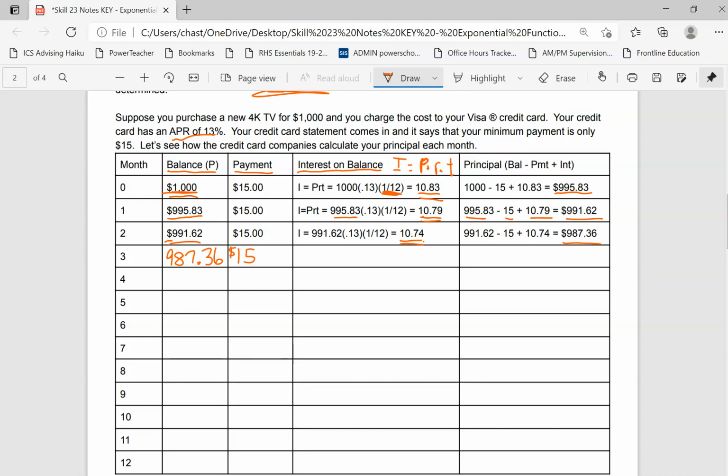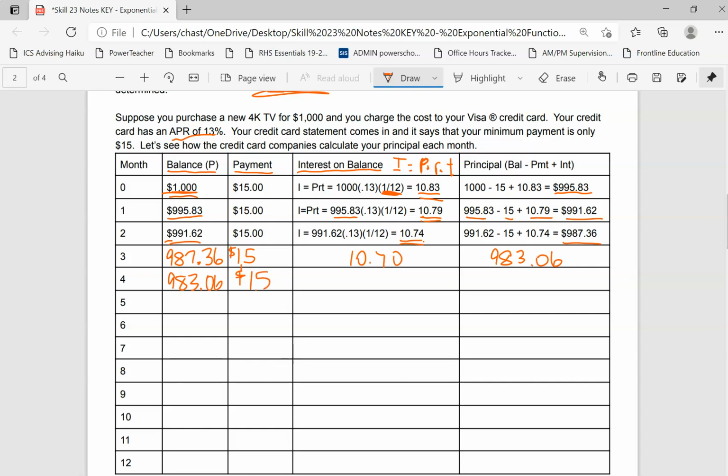That's going to give me $10.70. So I'm going to take my balance, 987.36. I'm going to subtract off my payment. I'm going to add on to that my interest, and that gives me 983.06. Okay, so that carries over to the next month. And you kind of see what's happening here.